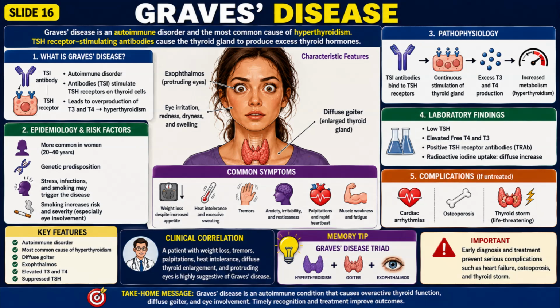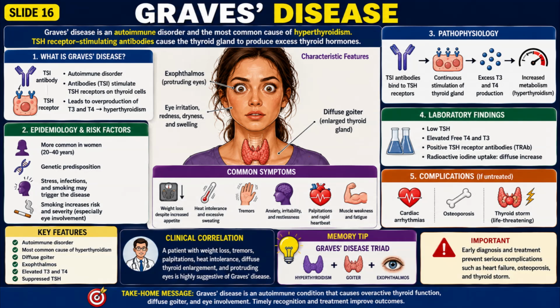Genetic factors, stress, infections, and smoking are known risk factors that may contribute to its development. One of the hallmark features of Graves' disease is a diffuse goiter, which is a uniform enlargement of the thyroid gland. Another characteristic feature is exophthalmos, where the eyes appear prominent or protruding due to inflammation and tissue expansion behind the eyeballs. Patients may also experience eye irritation, redness, dryness, and discomfort.